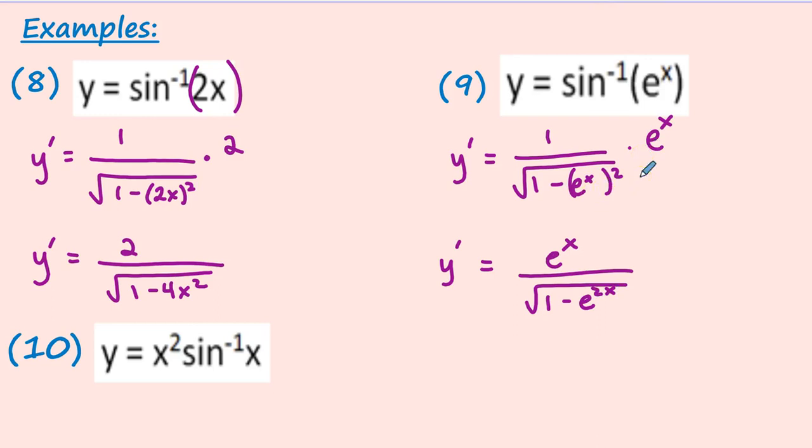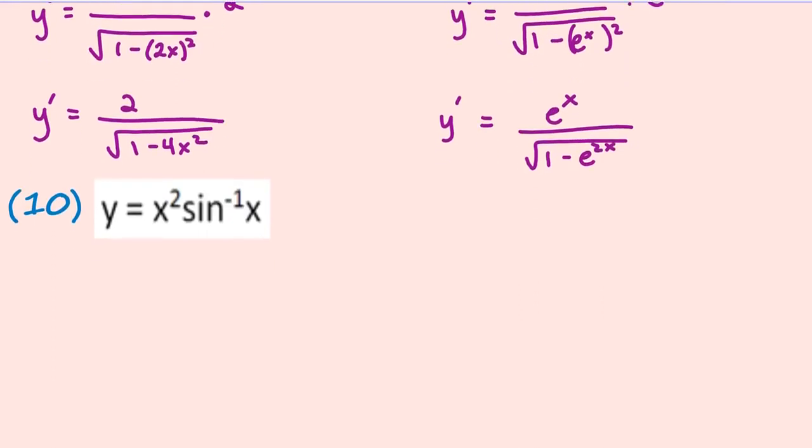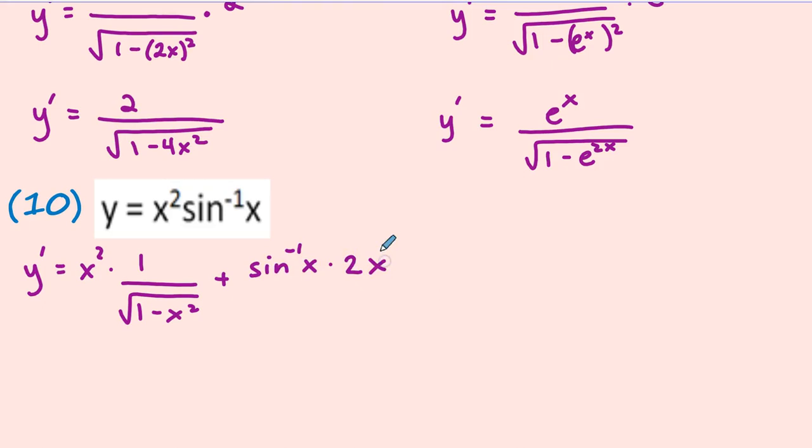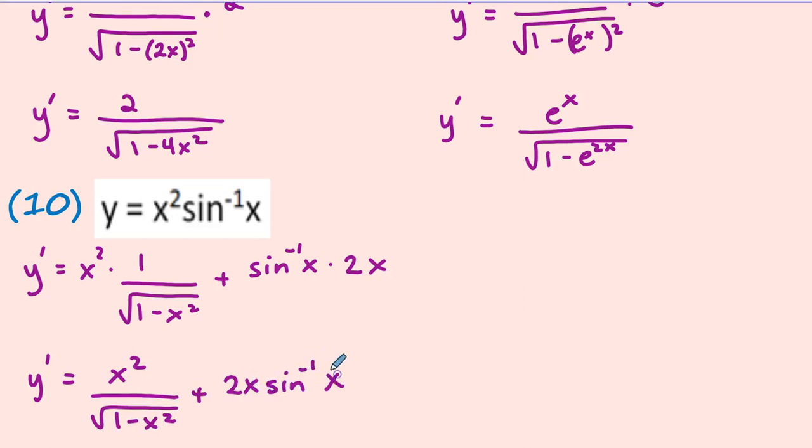Okay, in our third example here, we have a product. So we're going to use the product rule. So we have the first times the derivative of the second, plus the second times the derivative of the first. And there's not a whole lot we can do to simplify that, but we can combine these first two parts into a fraction. And then it probably looks better to put the 2x before the inverse sine of x. All right.